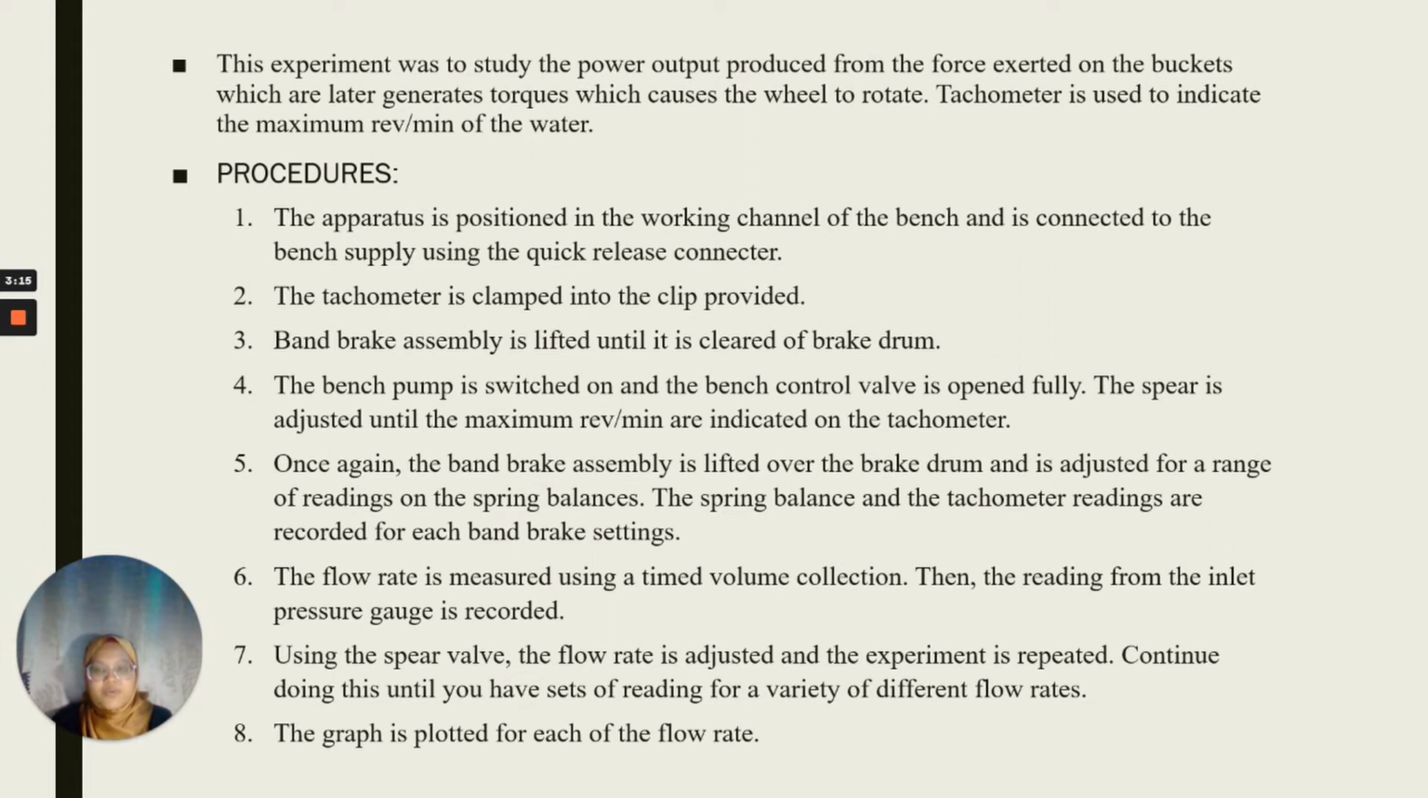6, the flow rate is measured using a timed volume collection. Then the reading from the inlet pressure gauge is recorded. 7, using the sphere valve, the flow rate is adjusted and the experiment is repeated. Continue doing this until you have sets of readings for a variety of different flow rates. Lastly, the graph is plotted for each of the flow rates.